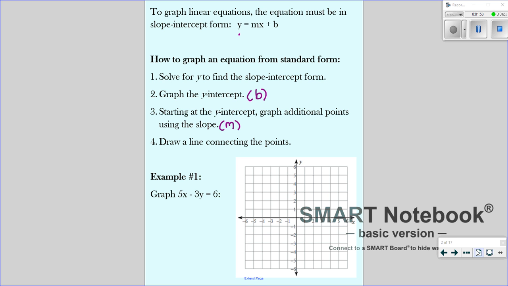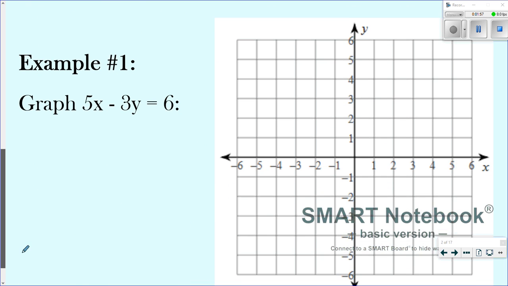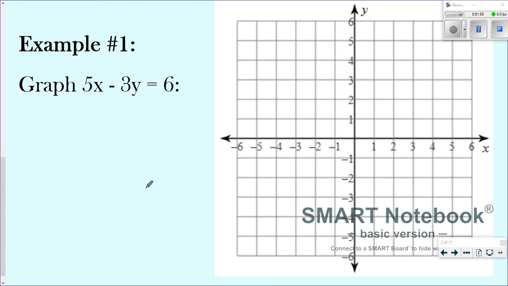Alright, so I'm going to expand this, and I'm going to do the example that we have here. Alright, so we have graph 5x minus 3y equals 6. There's no way you're going to be able to graph this because you need your m and you need your b. You need your slope and the y-intercept. So we need to have the y by itself. You've already done equations where you had to solve for a certain variable, so you have to get that isolated.